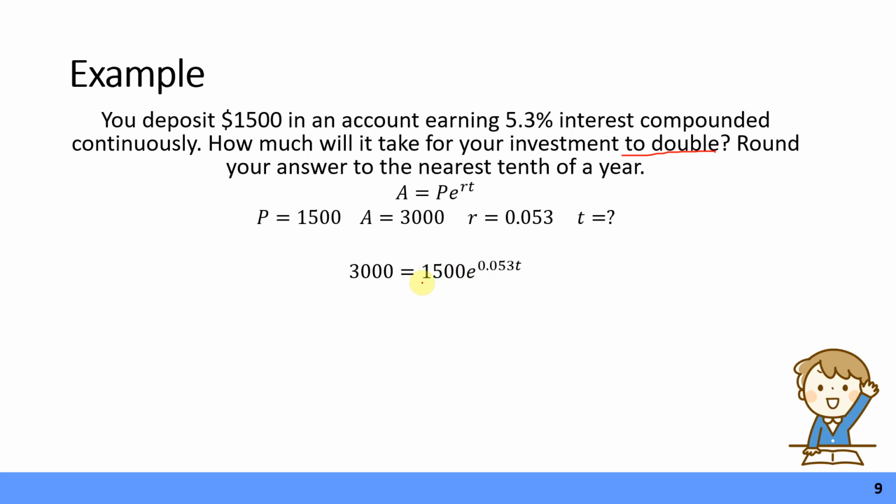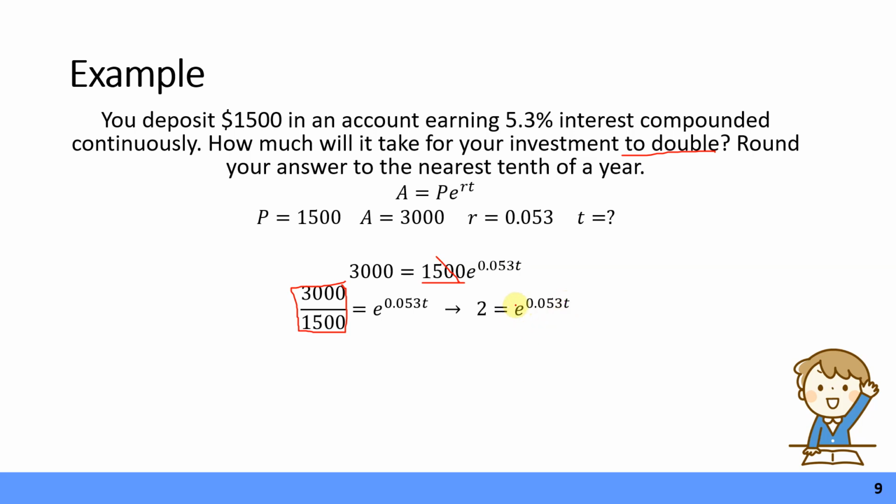So first thing we do is divide both sides by this number. So I'm going to have 3,000 divided by 1,500, it's going to cancel from this side, equals e raised to the power that we had there. Now, just like we did on the other one, I don't want to deal with this fraction for the whole problem, so we're going to simplify it. 3,000 divided by 1,500 just gives you 2. So we're just left with 2 equals e raised to the power of 0.053t.